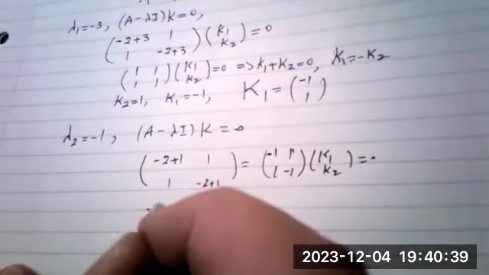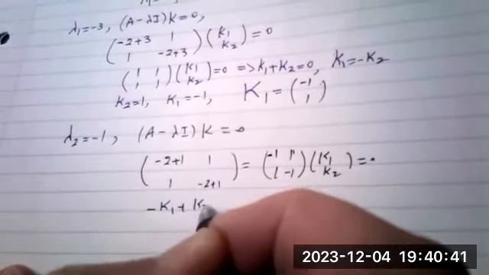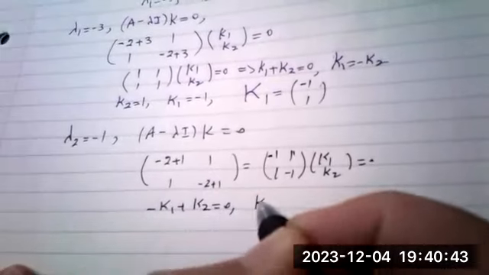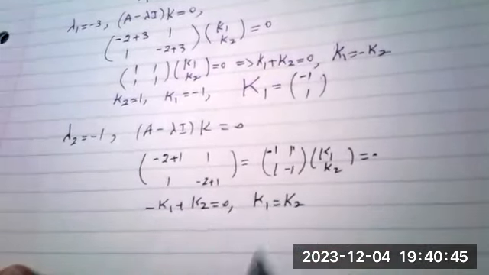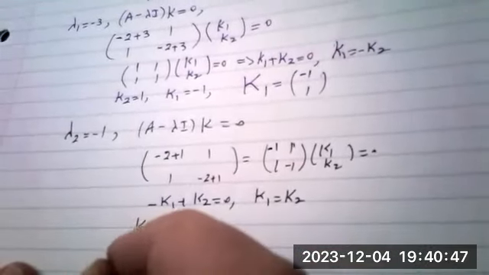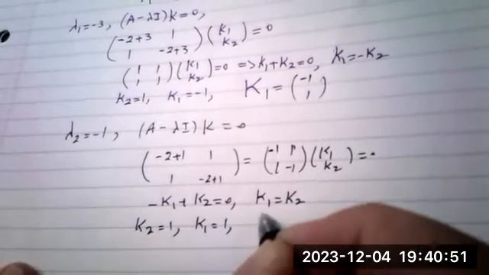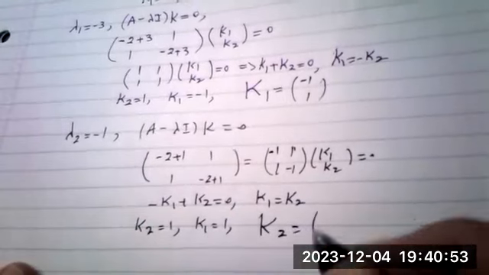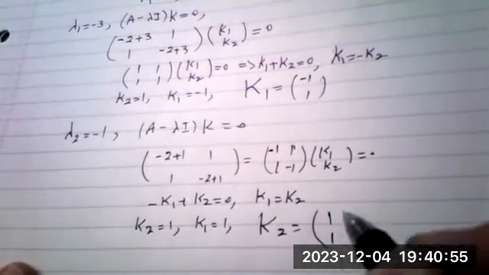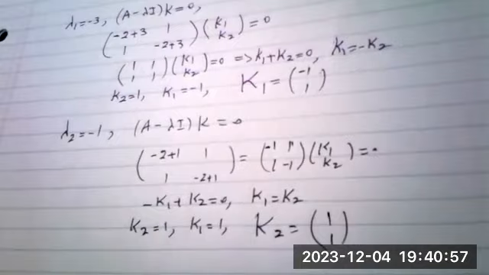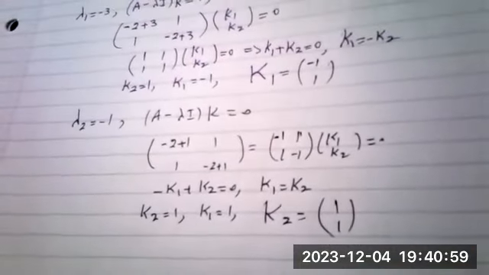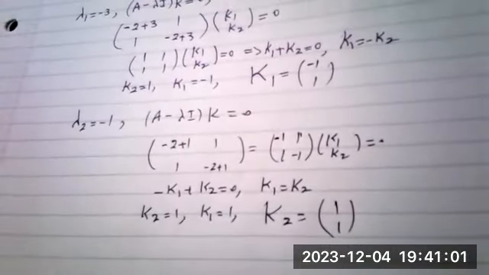So you end up with negative k1 this time plus k2 equal to 0. So k1 is equal to k2. You pick k2 equal to 1 and k1 equal to 1, and you get your second vector. So your second vector is going to be 1, 1. Now we are ready to get the homogeneous equation solution.